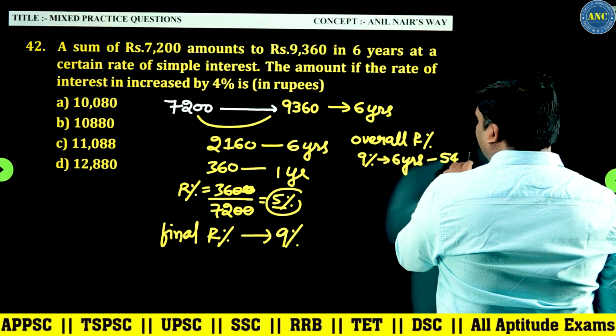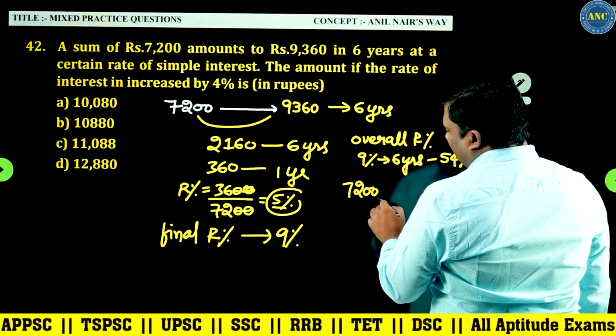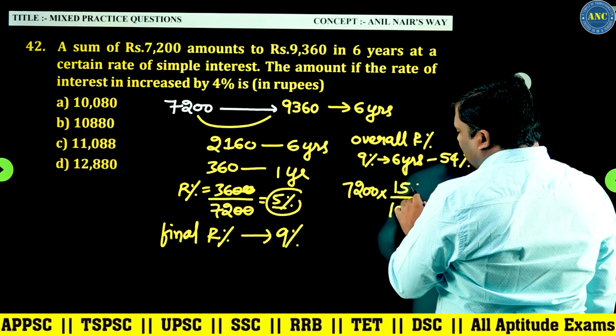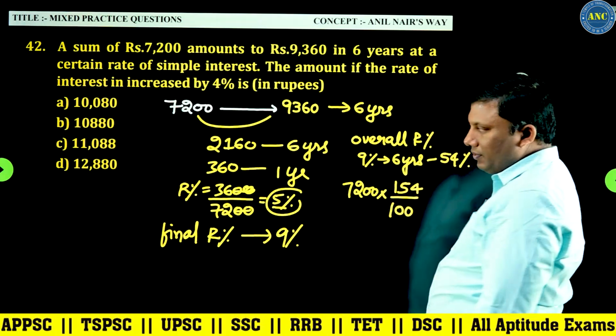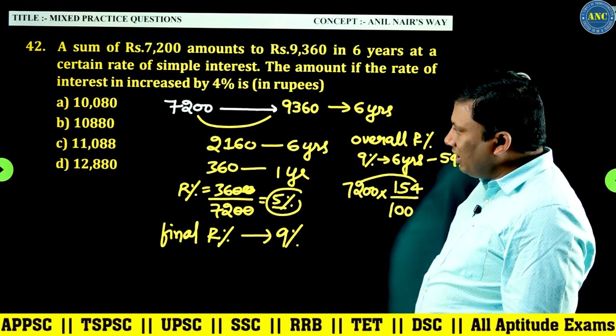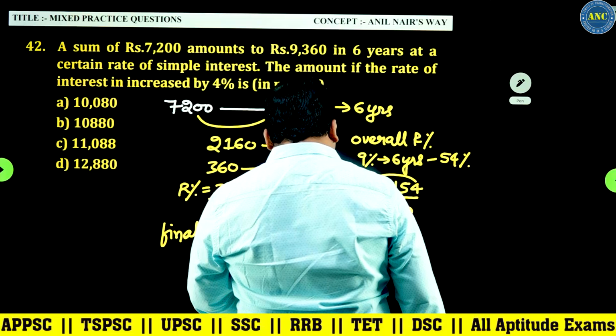It will become 54%. So 7,200 into 154 on 100, with a 54% increase it is 154. 4 2s are 8. The answer should end with 8. All are ending with 8.